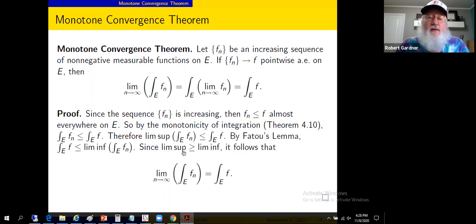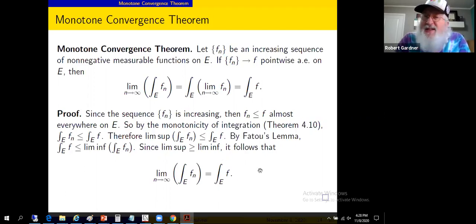Conclude that actually there must be equalities throughout, because the lim sup is greater than or equal to the lim inf. The only way you can have both of these holding is when we get an equality. The lim sup equals the lim inf equals that integral over E of f. All three of those are equal. So we can replace lim sup with lim inf, or regular old limit, better yet. And we know that the limit must equal that common value.